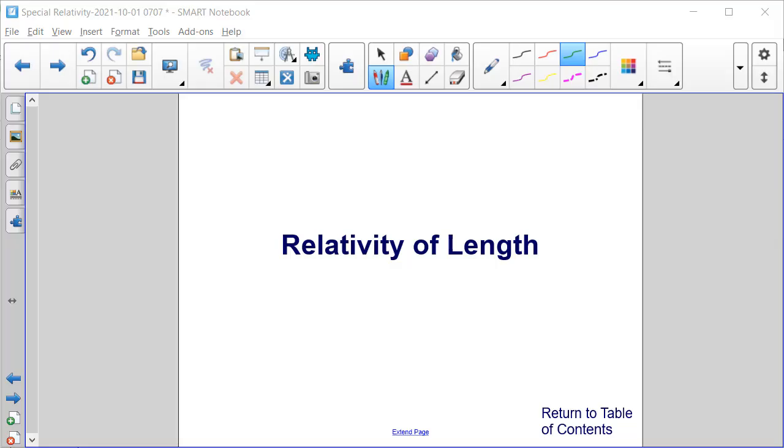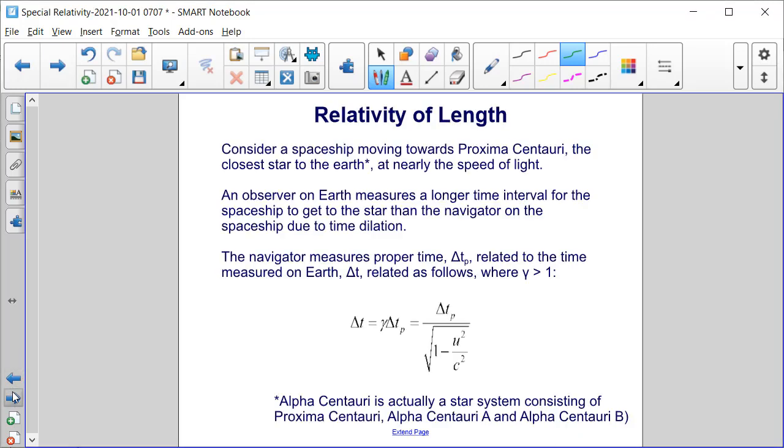In this section, we're going to discuss relativity of length. Consider a spaceship moving towards Proxima Centauri, the closest star to Earth, at nearly the speed of light. So we're a spaceship moving toward the star at nearly the speed of light.